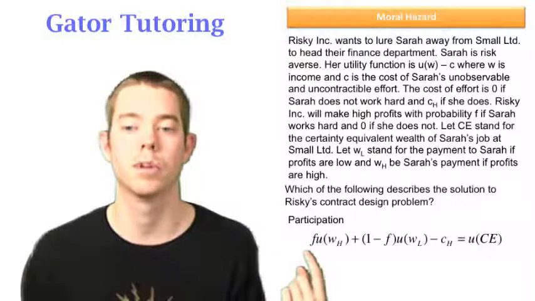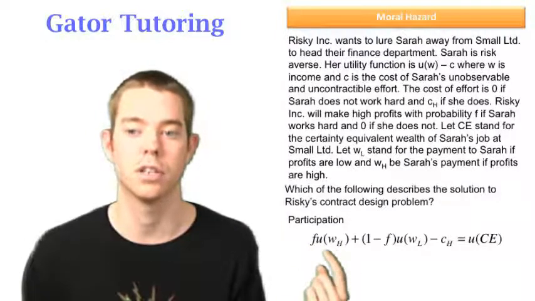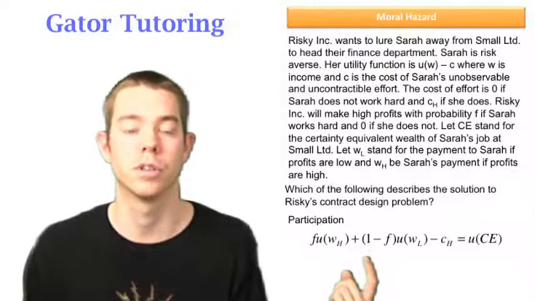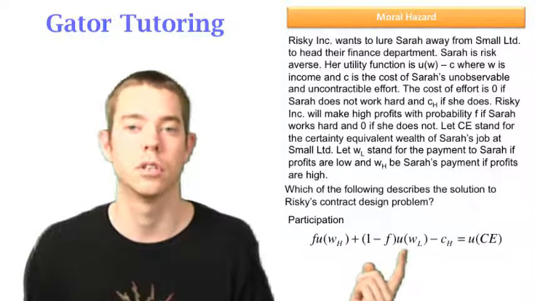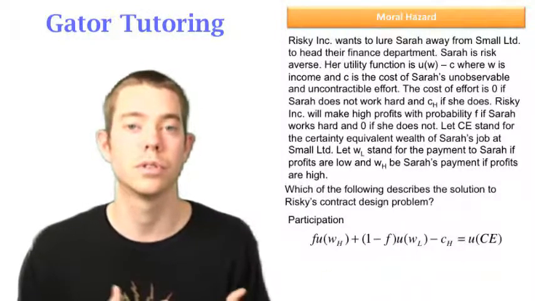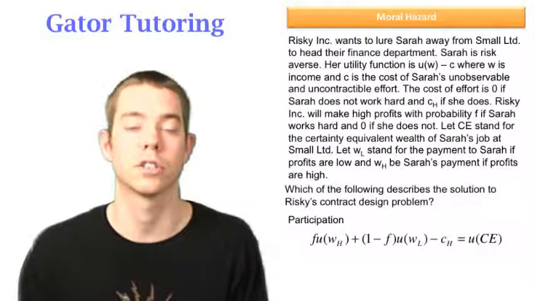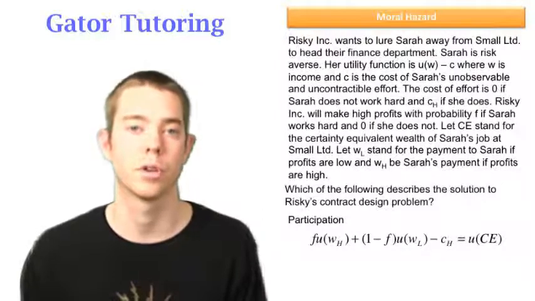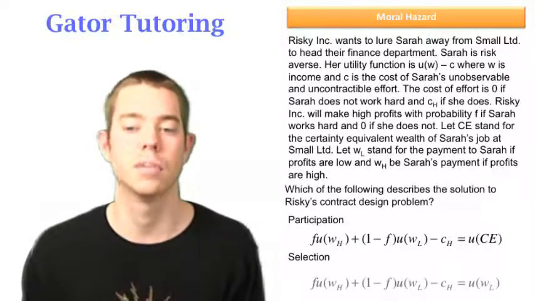Again, F was the probability that we'd actually make high profit, and then she would consume that high wage and get the utility of the high wage. 1 minus F, when she's working hard, is the probability that we make low profit and she consumes that low wage and gets the utility of the low wage, minus the cost of her hard effort, has to be equal to the utility of the certainty equivalent. Because again, the certainty equivalent was her reservation wage, and we need to find the utility of that reservation wage for the participation constraint.